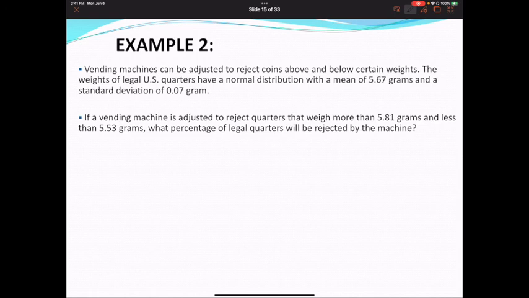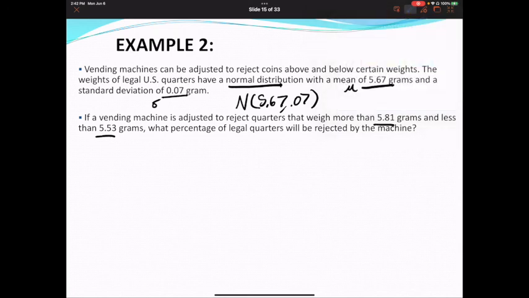So the weight of legal US quarters have a normal distribution with a mean of 5.67 grams and a standard deviation of 0.07 grams, right? So I could write this as the normal distribution, that's N(5.67, 0.07), right? That's my standard notation. So if a vending machine is adjusted to reject quarters that weigh more than 5.81 grams and less than 5.53 grams, what percentage of legal quarters will be rejected by the machine?